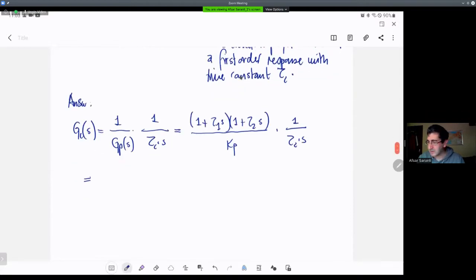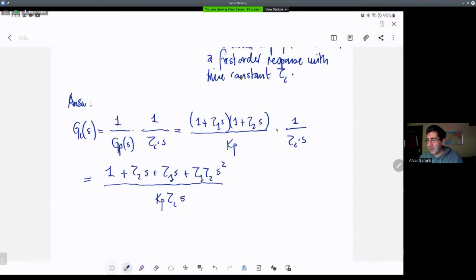Okay, so I have simply 1 plus tau 2s plus tau 1s plus tau 1 tau 2 s square, and in the denominator I have Kp tau cs. So what I'm going to do is basically I will divide these two polynomials, and you see there is an s here, so this term actually will become a constant term, okay, when we make the division. So let me make the division. Okay, sorry, there is also another term here, so let me regroup them again.